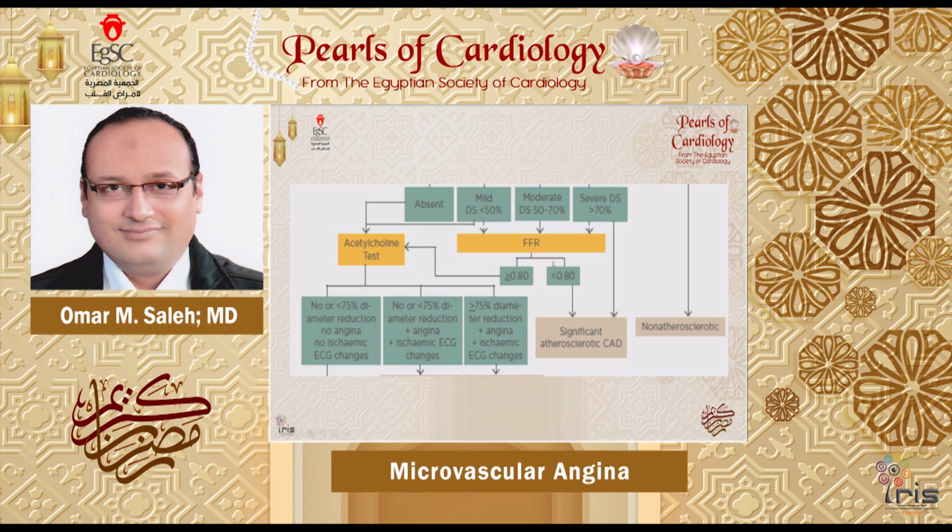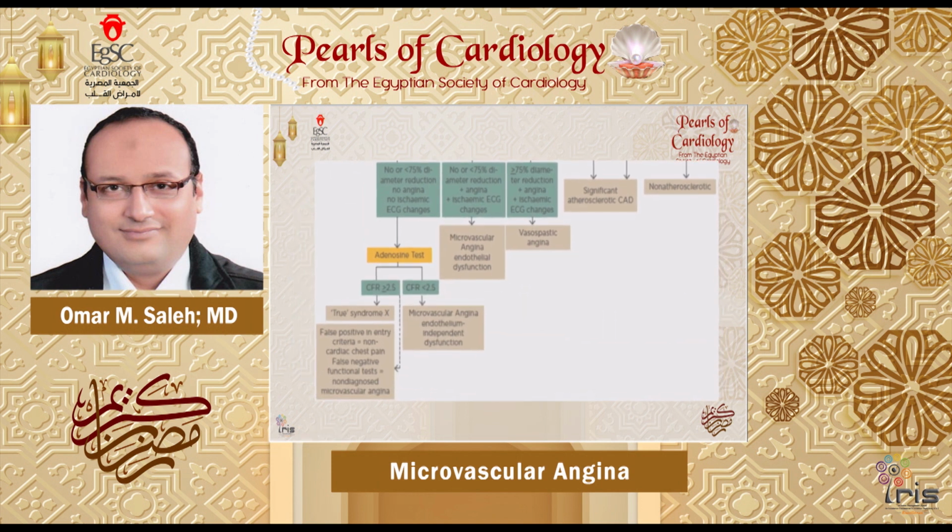For the FFR, you can see that if the 0.8 cutoff point, which we all agree on, is met, then it is significant coronary artery disease and the patient could be referred for revascularization. Or if the FFR is more than 0.8, you can refer this patient for the acetylcholine test. The finding in the acetylcholine test is either there is no response or less than 75% diameter reduction with no angina, no ischemia, no ECG changes, or the patient has no change in diameter reduction but has angina and ischemic ECG changes, or the patient has more than 75% diameter reduction with angina and ischemic ECG changes.